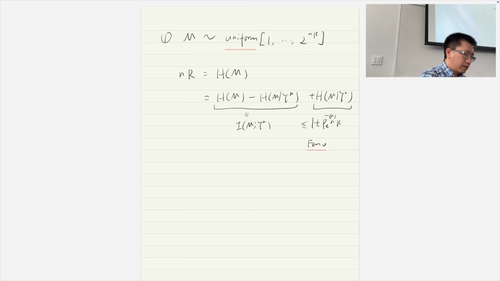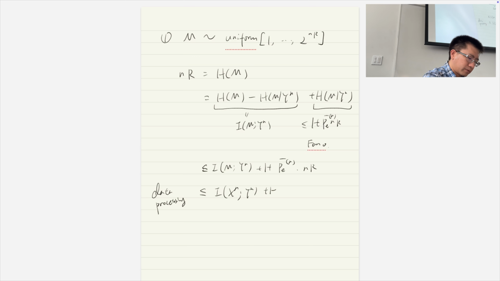Okay, great. And then we can see this guy is less than or equal to the mutual information between these two guys, plus 1 plus the average error probability, and then times nR. Okay, and then we say, using the data processing inequality, right? So basically we can write that this guy is upper bounded by the mutual information between x^n, y^n, plus 1 plus this guy.